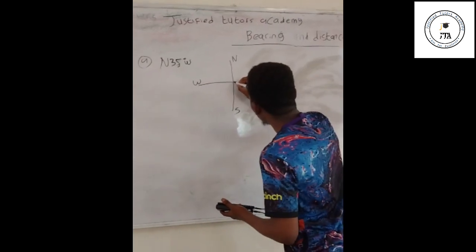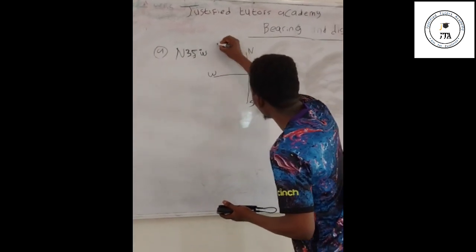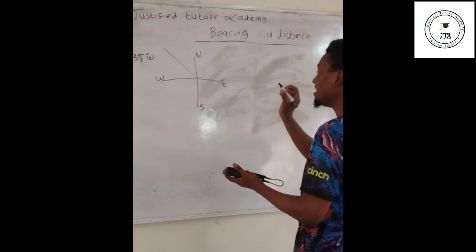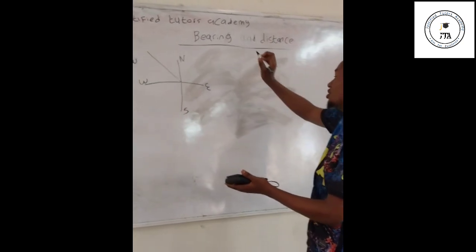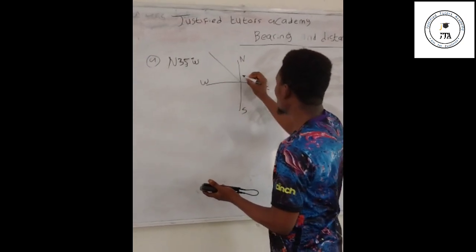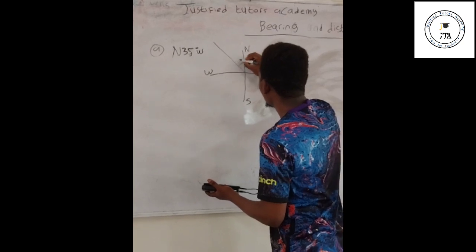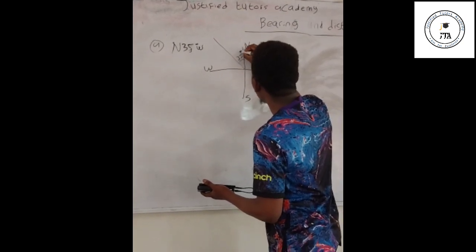So, first of all, draw a line like this. Straight line like this. Now, the degree, we touch the north. Instead of touching the west, it will touch the north like this. Down. So this is where we are at.